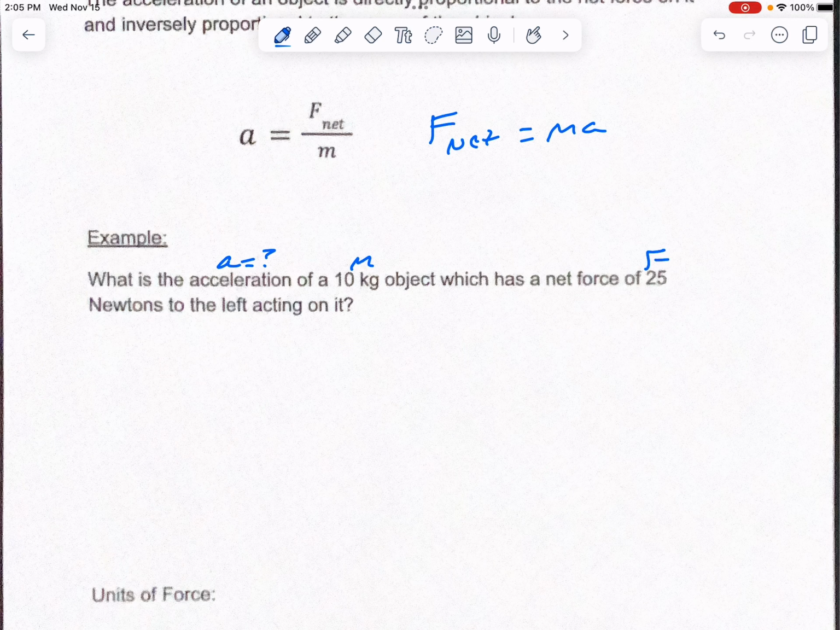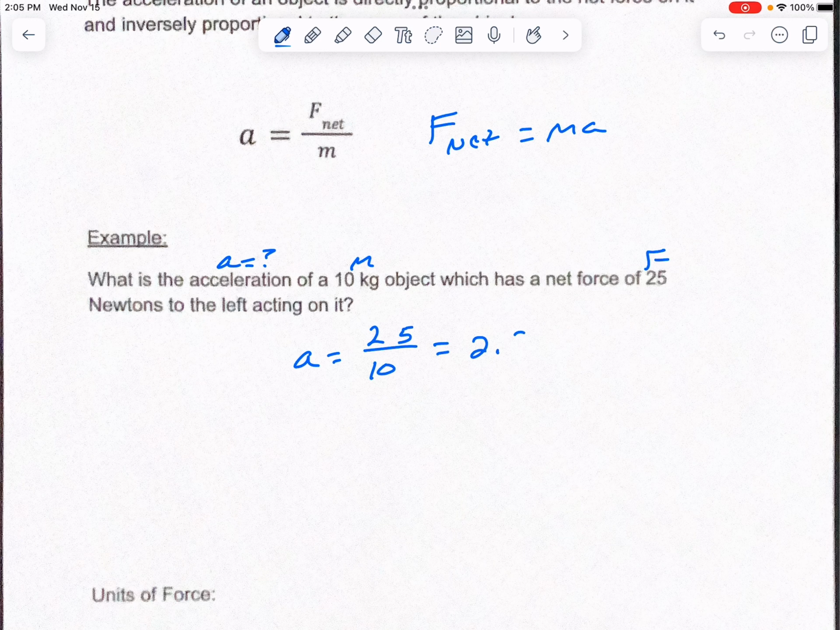You have to make sure you know how to label what you have, otherwise it's going to be a lot harder for you to solve these problems. So we're going to use our equation. A equals F net over M. So A equals 25 over your mass, which is 10.